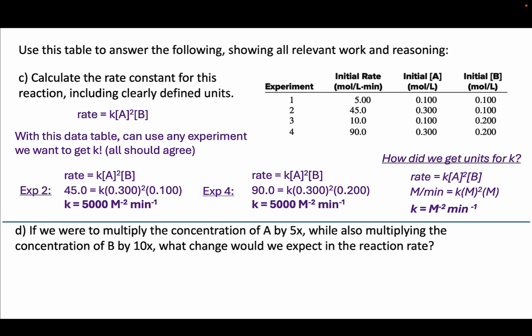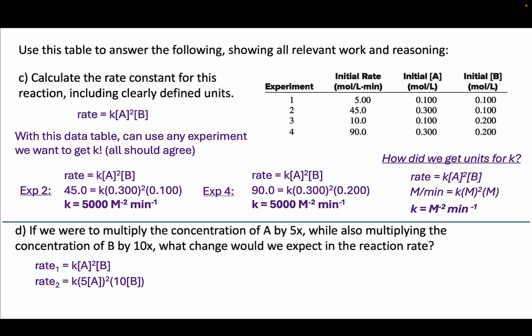The final question is saying, if we were to multiply the concentration of A by 5 times while also multiplying B by 10 times, for basically any of these experiments, what change would we expect? Now we want to predict the change in reaction rate based on the change in our concentrations. It's important to remember that this is the same rate law and that the effect of each of these will be multiplicative. Both are going to change, and we're going to get the effect from both.